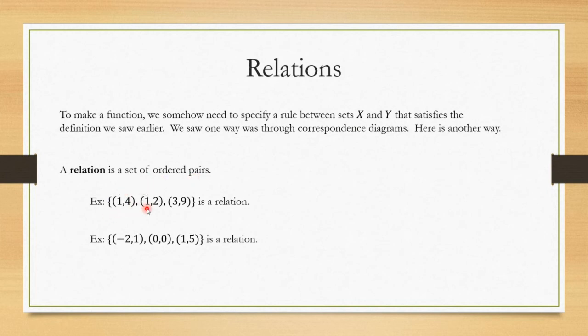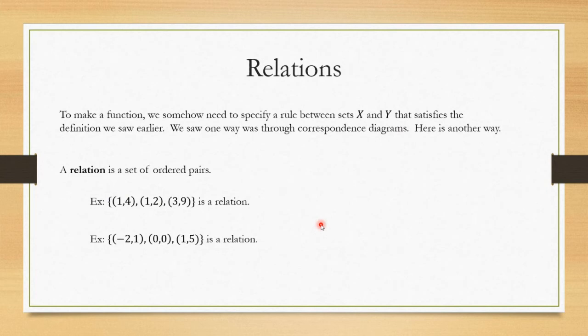Okay, so for instance, this is a relation: (1, 4), (1, 2), (3, 9). Here's another one: (-2, 1), (0, 0), and (1, 5). That's another relation. We have different relations here. Okay? So that's what a relation is.